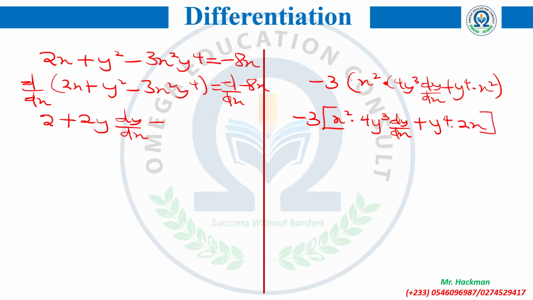So now you come and push the negative through. It will be negative 3 times this, times this. So that will give us negative 12 x squared y cubed dy/dx. Then negative 6x y to the power 4. Do you agree?